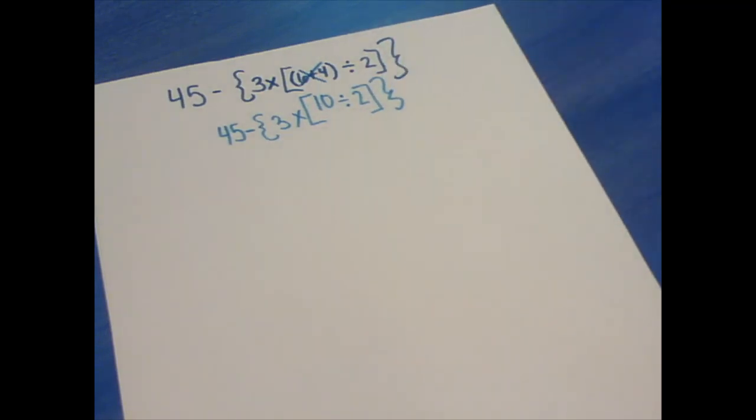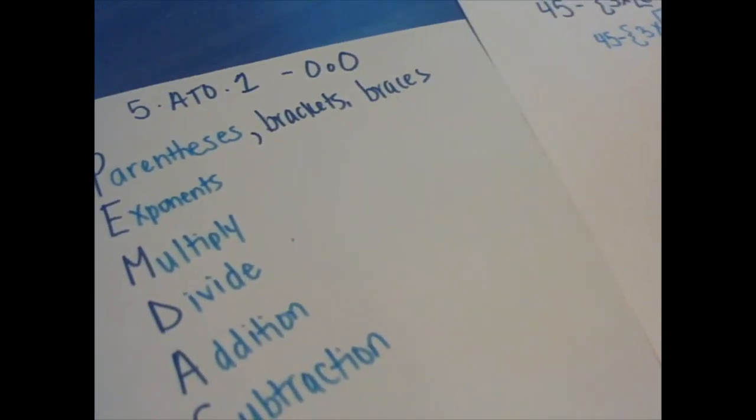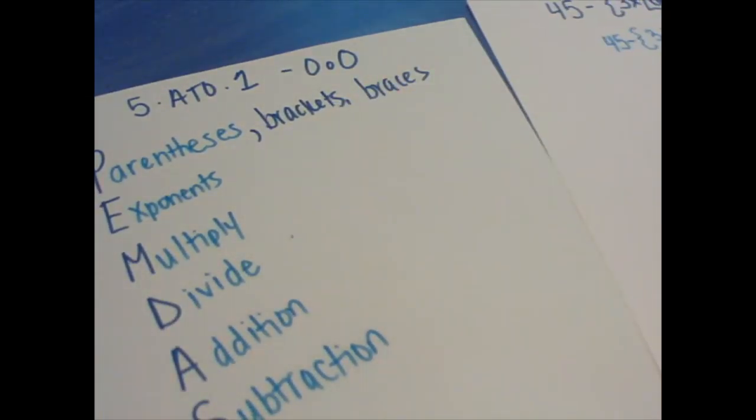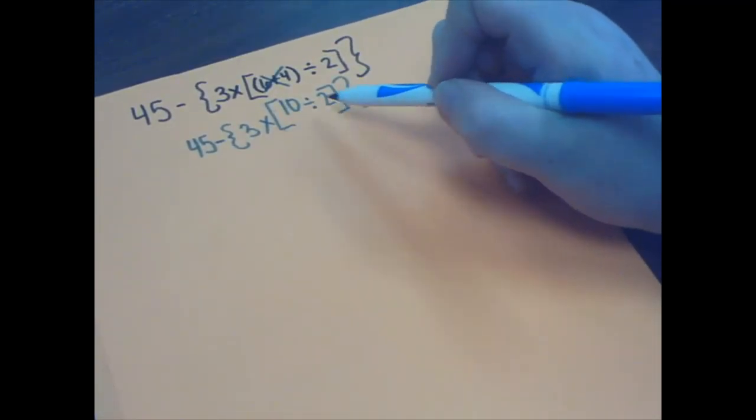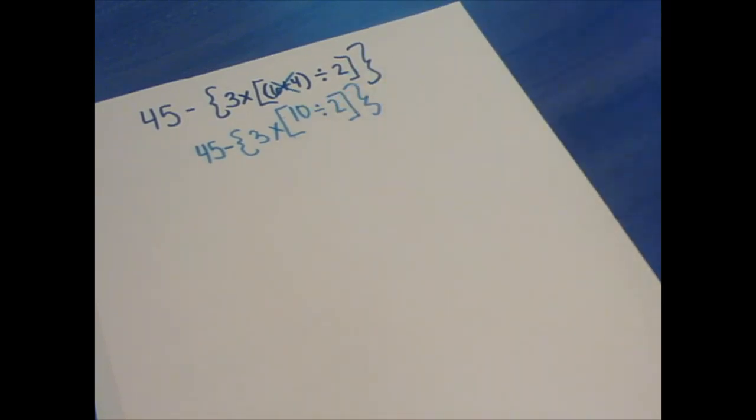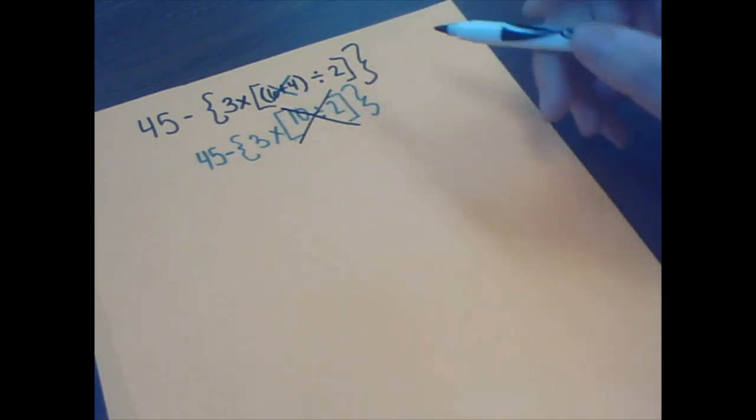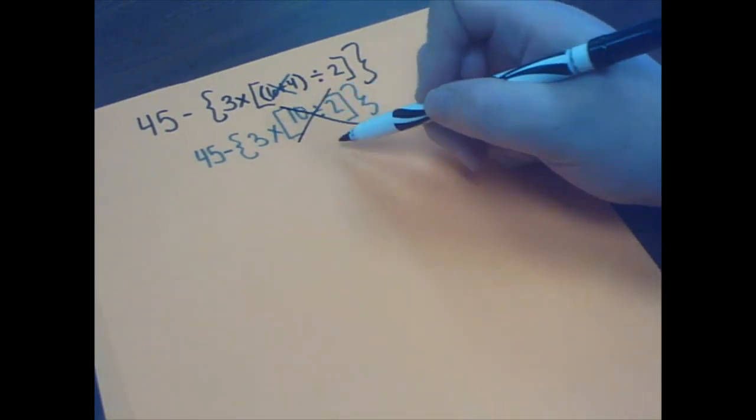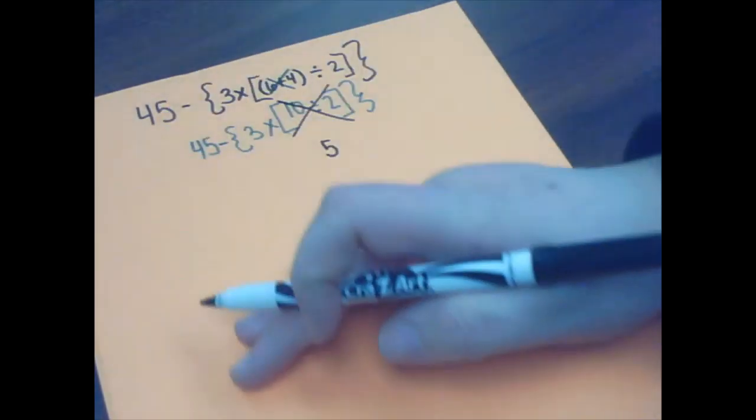Really important that you remember that. So I did what was in parentheses. Now I have to do what's in brackets. Remember, these are my brackets. So my bracket is 10 divided by 2. So I need to put 2 into 10. And I know that 2 goes into 10 5 times. Okay. And I bring everything else down in order.